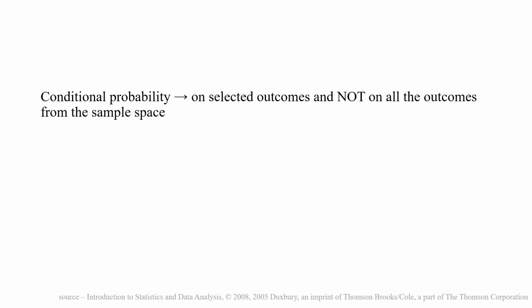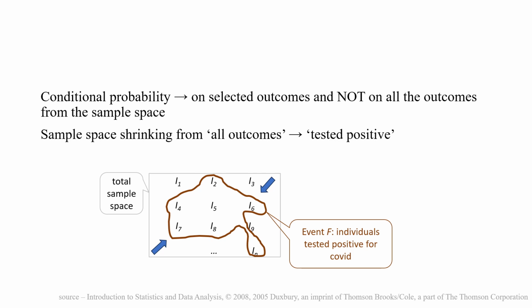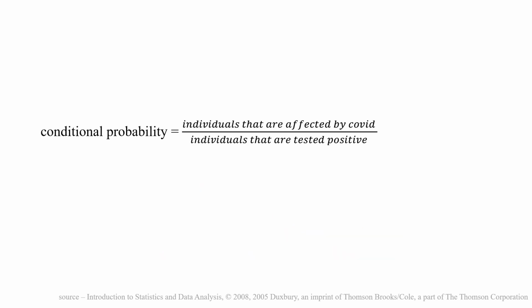Hence, conditional probability is on selected outcomes and not on all the outcomes from the sample space. This leads to the sample space shrinking from all outcomes to only those who are tested positive, as illustrated below. Since the current example chosen exhibits equally likely outcomes, in other words, the probability that any individual chosen in a given trial is the same across all the individuals in the population, conditional probability is evaluated using the ratio of individuals that are affected by COVID to the individuals that are tested positive.